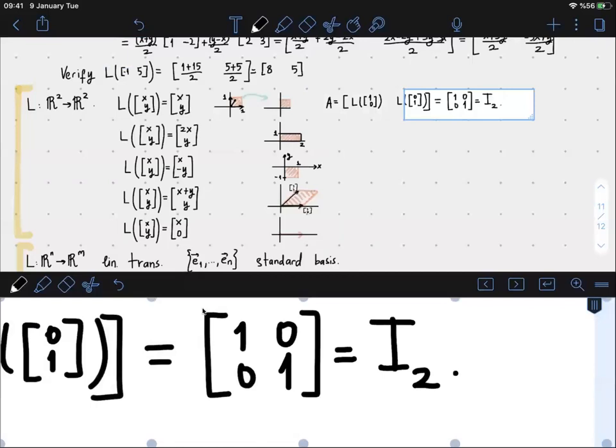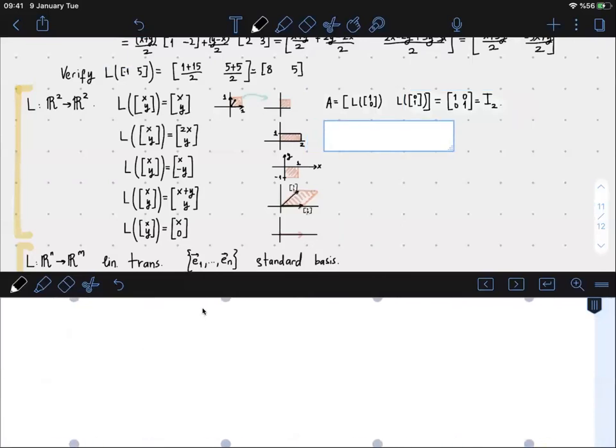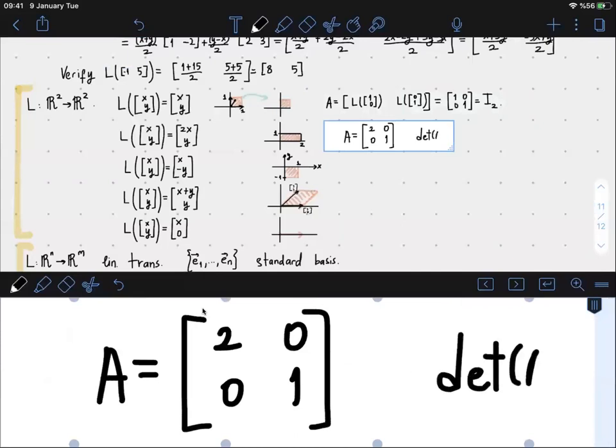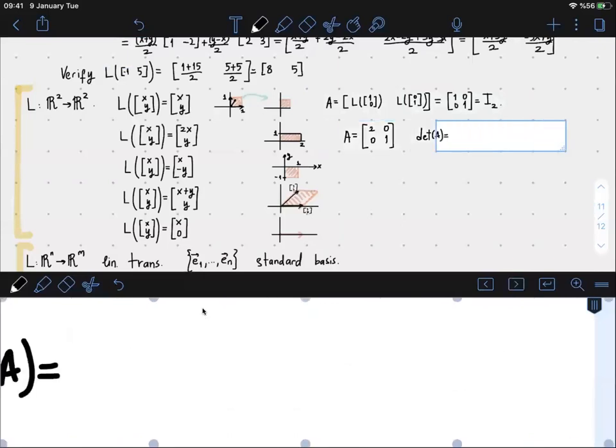What about the second one? What is A for the second one? All we have to do is look at the image of the vector 1, 0. The image of 1, 0 is 2, 0, and the image of 0, 1 is 0, 1. So this matrix is 2, 0, 0, 1. So its determinant is really 2. That was what I wanted to say.